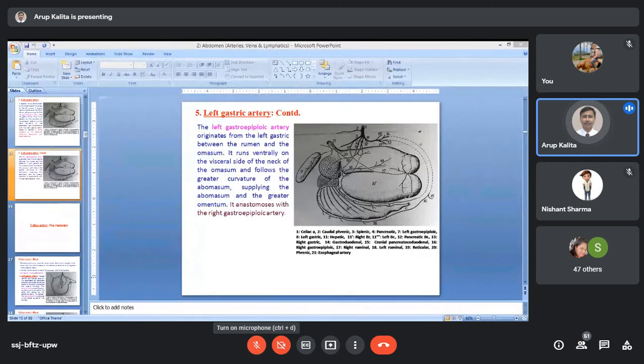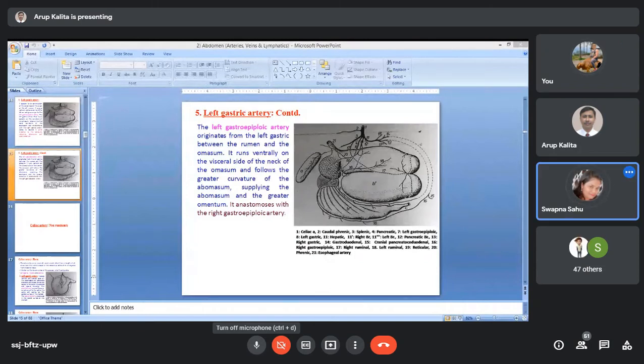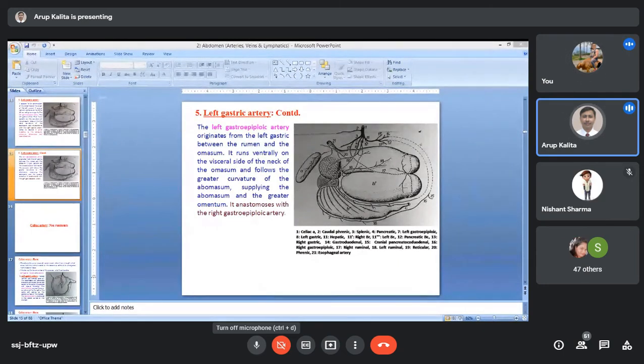Then the third branch is the left branch. The left branch will go to the left lobe of the liver. Then number 4, which branch? Cystic artery. That will supply the gallbladder. Then the last branch is the right gastric artery. Very good.